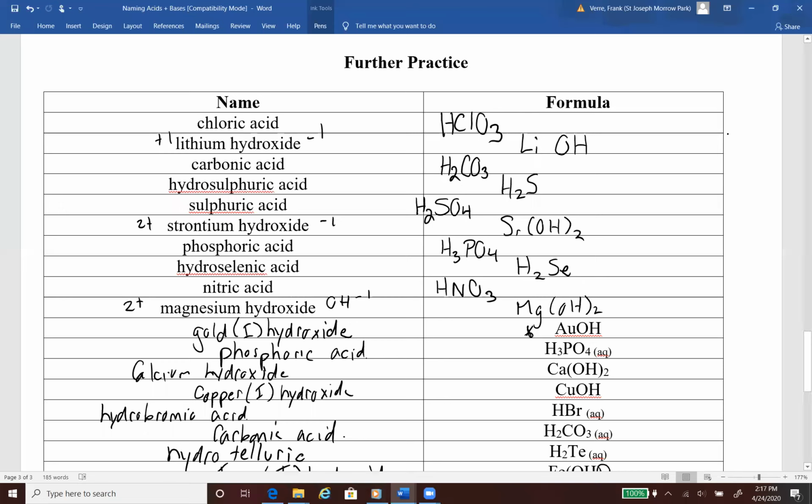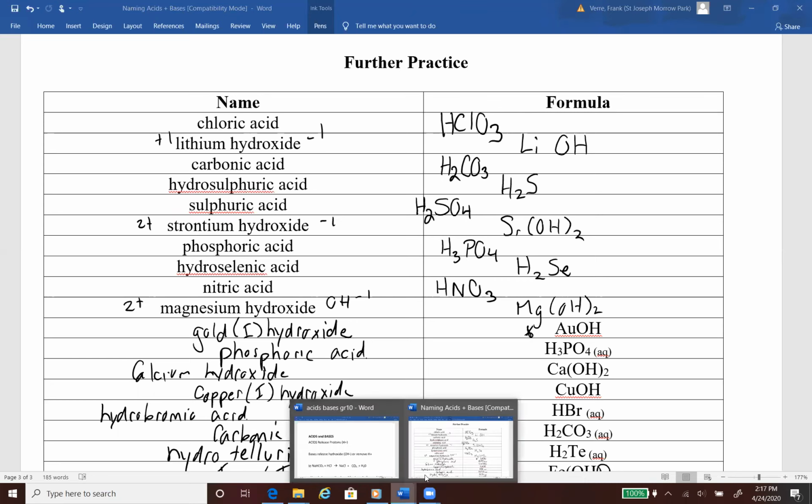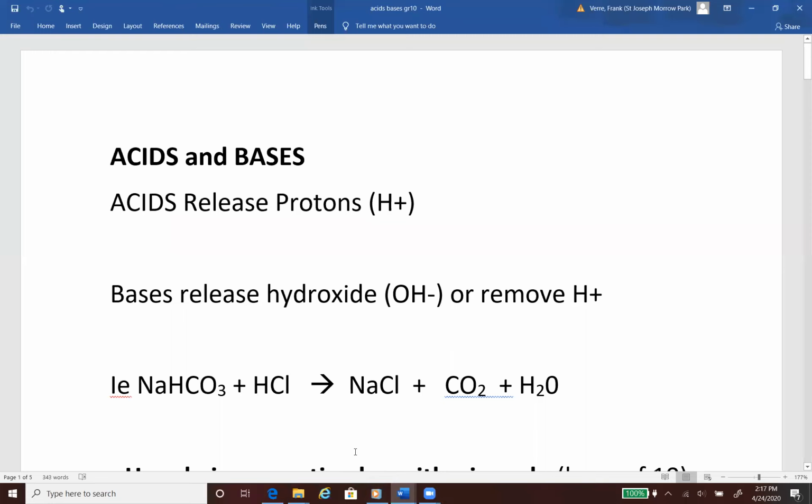Okay, so then let's move on to today's topic. This is all about naming acids and bases, but today I actually want to go over what is an acid and what is a base. So I posted this document. I think I sent you a notification that I posted it. I am recording this. If you don't have this document with you right now, you can always get it after, and then just fill in whatever information that you need to fill in.